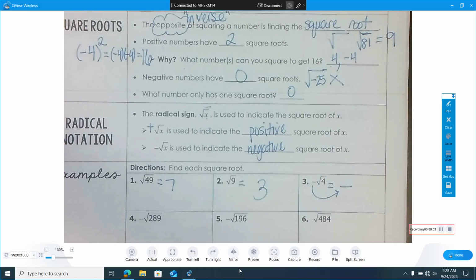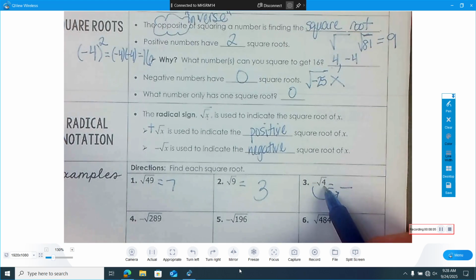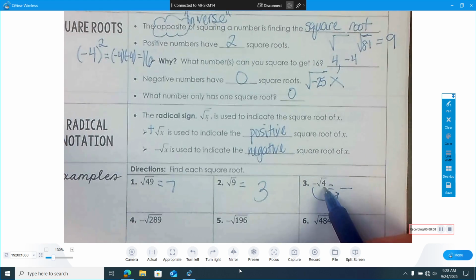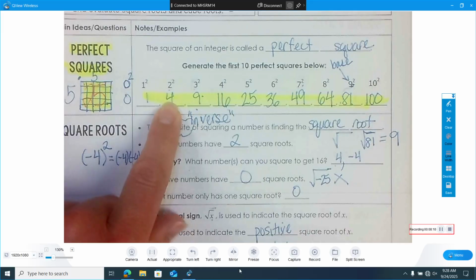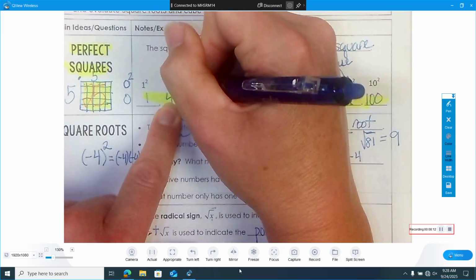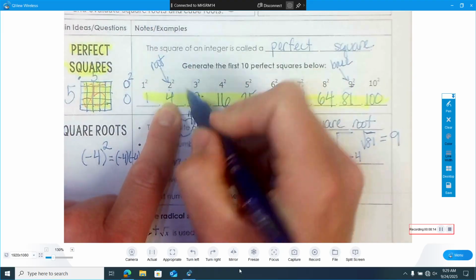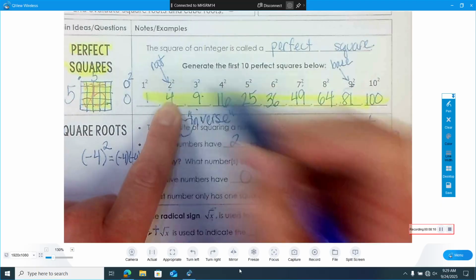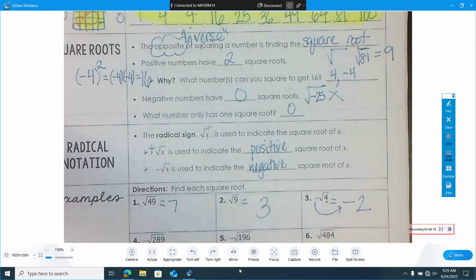All right. So what's the root of 4? 2. Yep. So there's the 4. And when we say what's the root, we want to know what was that base that it came from. It came from a base of 2.